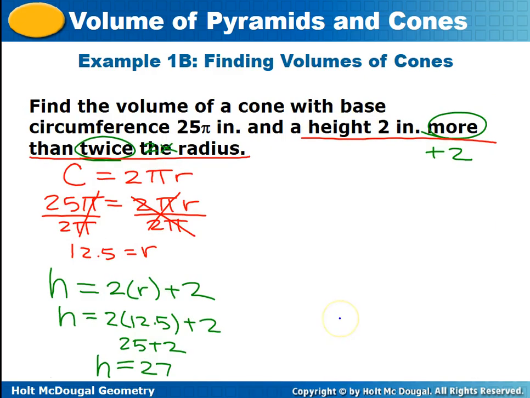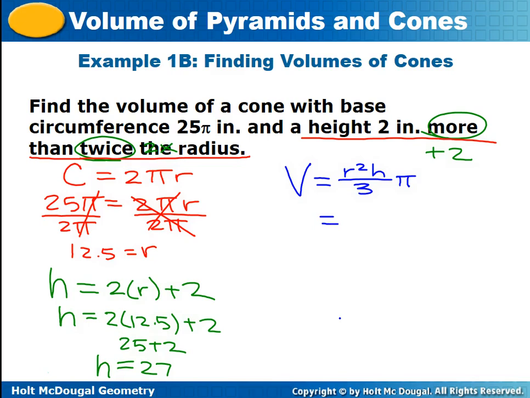Now we have our radius and our height. So volume is equal to, and I'm going to do this the way I would do it, r squared times the height divided by 3 times pi. I like to do it this way because then I'm doing everything that doesn't have pi included in it first. And I like to divide by 3 instead of multiplying by 1/3 because I just think it's easier.